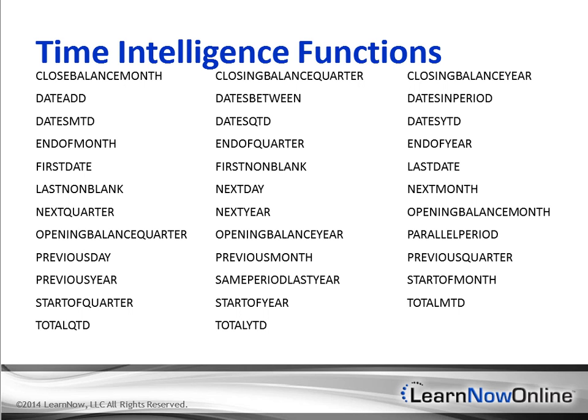Derivations. We have opening balance quarter and balance year. Previous day, previous year, previous month. Same period last year. Start of quarter, start of year. Totals quarter to date, totals year to date. Dates year to date. Closing balance month, closing balance quarter, closing balance year. A lot of these are one variation of the other.